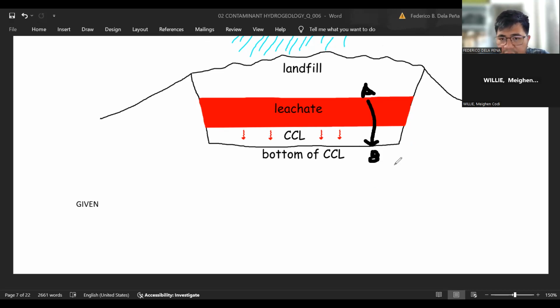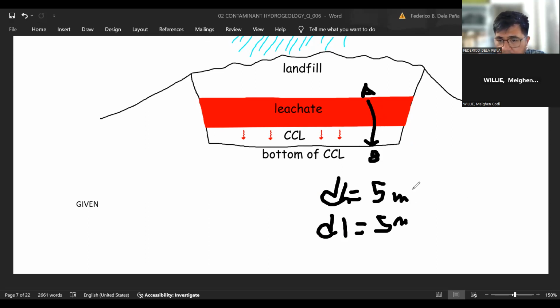Normally, we would consider the DH as 5 meters and the DL as also 5 meters normally. This is the most simple way to look at this, but if you go back to the problem discussion, we have to assume that the hydraulic conductivity of the landfill, or this part, is actually negligible.